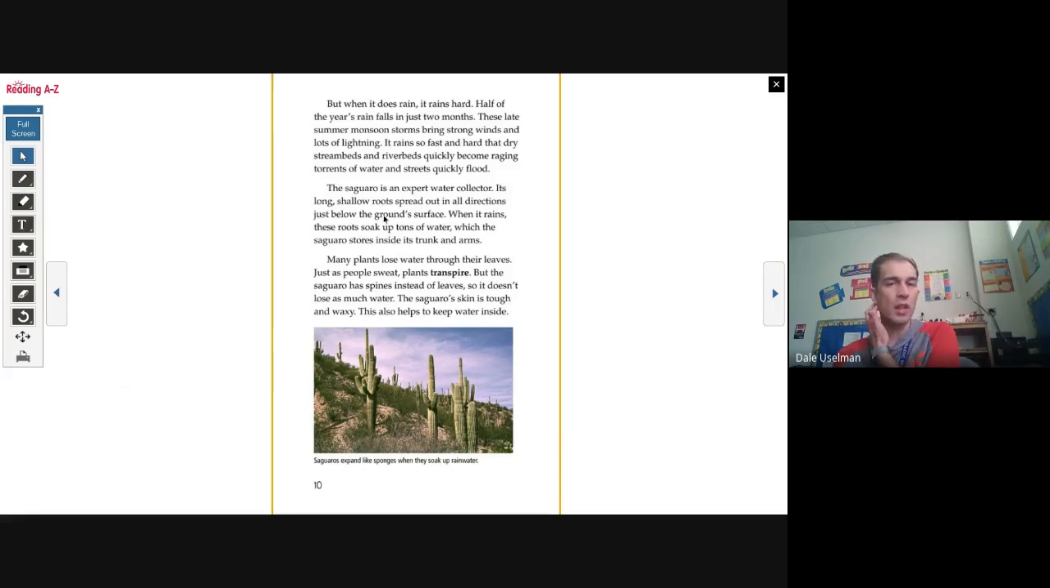The saguaro is an expert water collector. Its long, shallow roots spread out in all directions just below the ground surface. When it rains, these roots soak up tons of water, which the saguaro stores inside its trunk and arms.